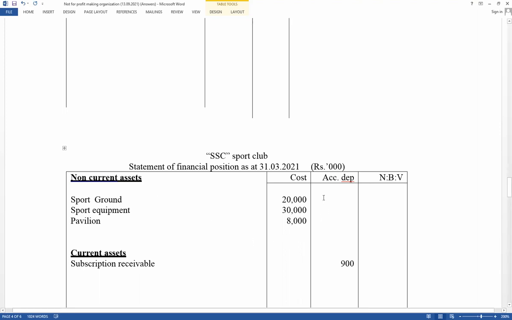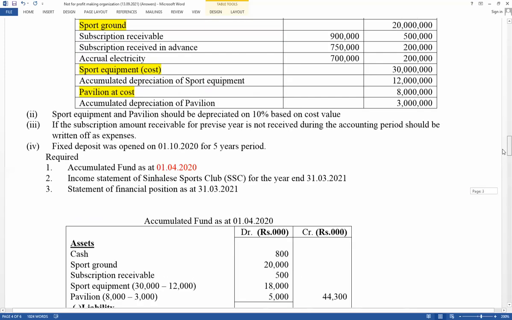But think accumulated depreciation here should be recorded closing balance. Closing balance should be recorded. Annual depreciation also should be considered now. It has given depreciation rate. Now try to calculate annual depreciation. It has given depreciation rate also.